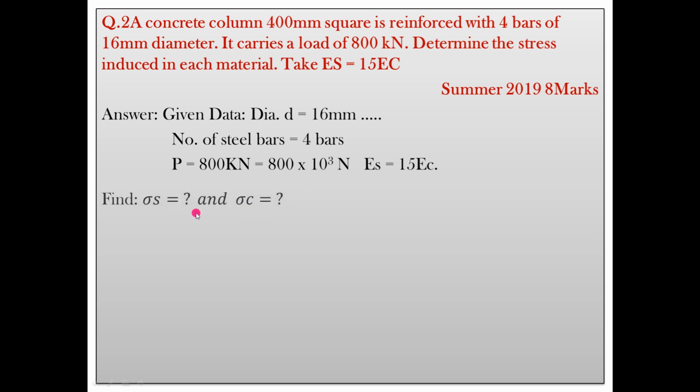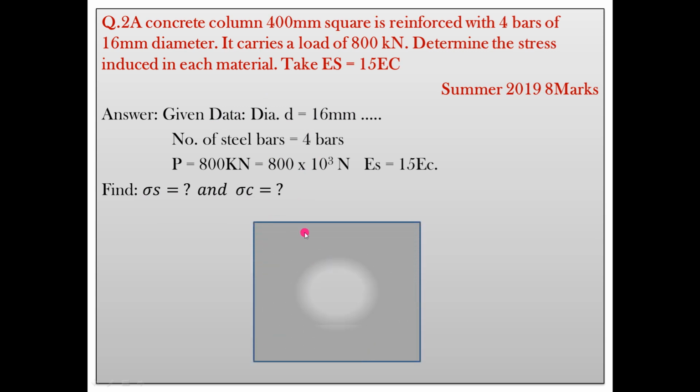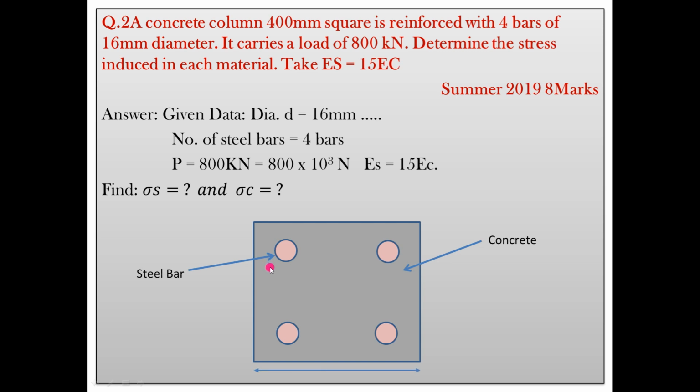Then we have to find sigma S, the stress induced in steel, and sigma C, the stress induced in concrete. This is the concrete column section having 4 bars. This portion is concrete and these are the steel bars, with the column having dimension 400 mm by 400 mm. Now we come towards the solution of this problem. First we have to consider steel as material number 1 and concrete as material number 2.